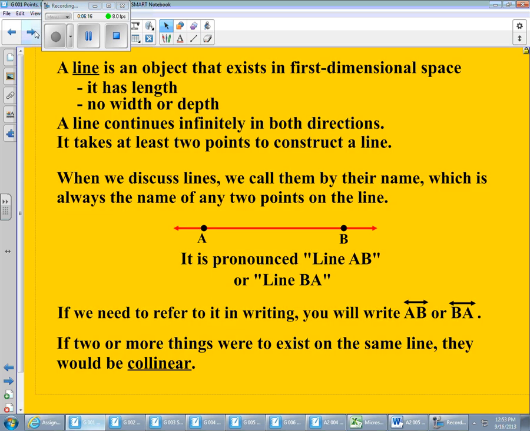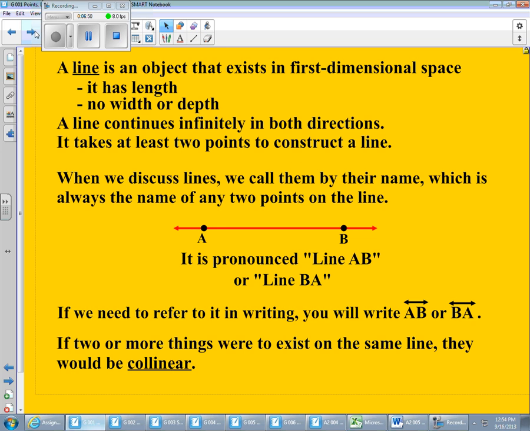A line was Euclid's most basic structure in one-dimensional space. It's in one dimension because a line has length, but it has no width and no depth. So again, this would be impossible for us to see in three dimensions because it has no volume. It has to have some volume for us to be able to see it, but we understand its concepts. We need at least 2 points in order to construct a line. It can take more points than that, but all we need is 2.